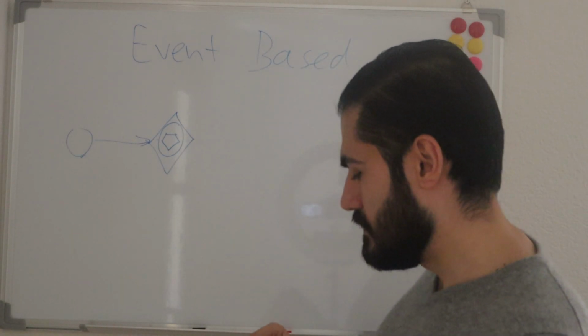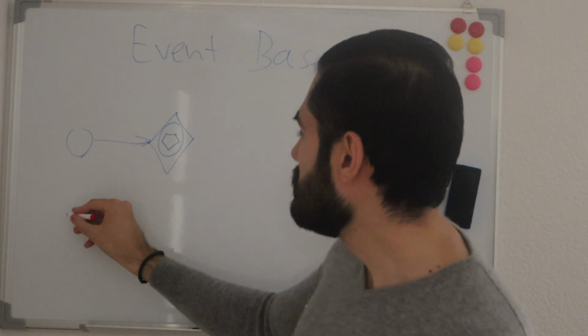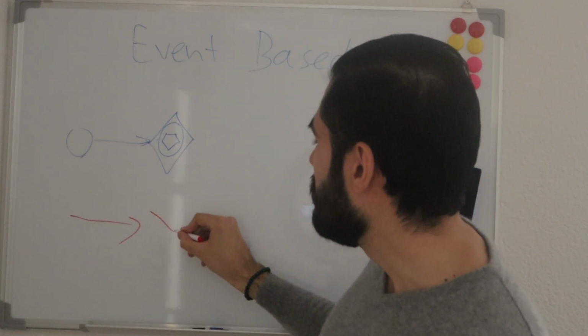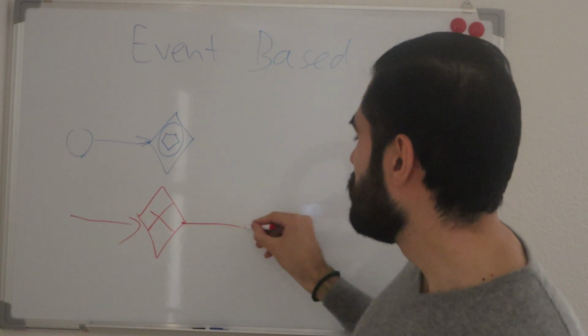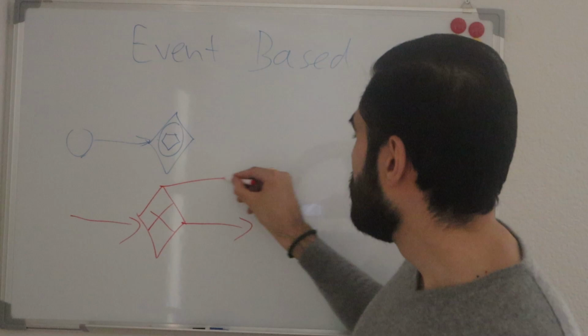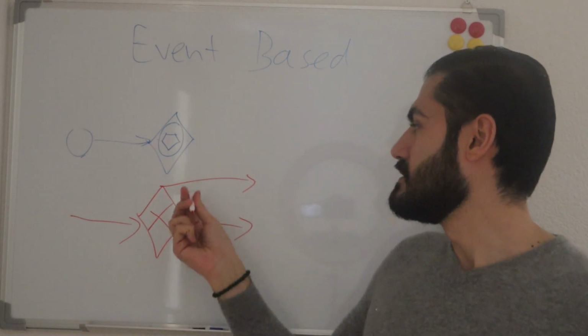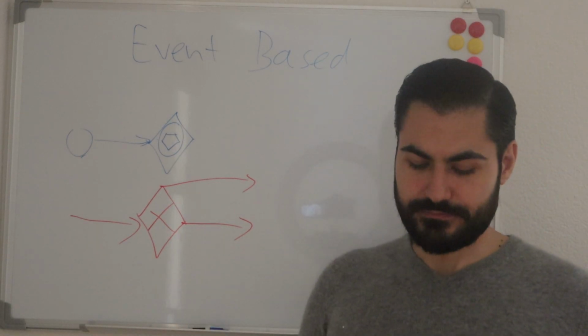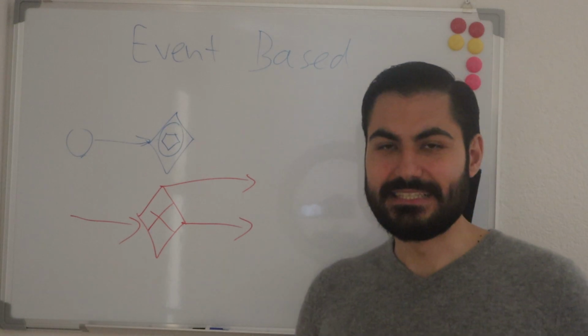Let's go quickly to another gateway. I will take a different color, let me take red for now. So when something is coming in and you have the XOR gateway, which looks something like this, as you know already, only one path can be chosen. It's either this one or the other one. And also, the decision is made instantly.